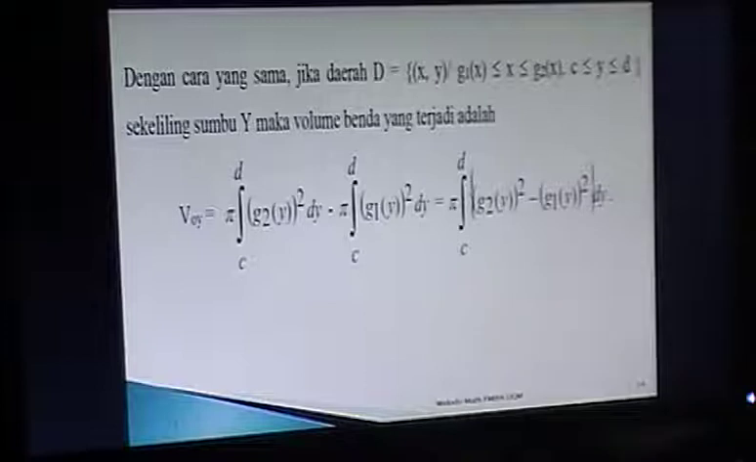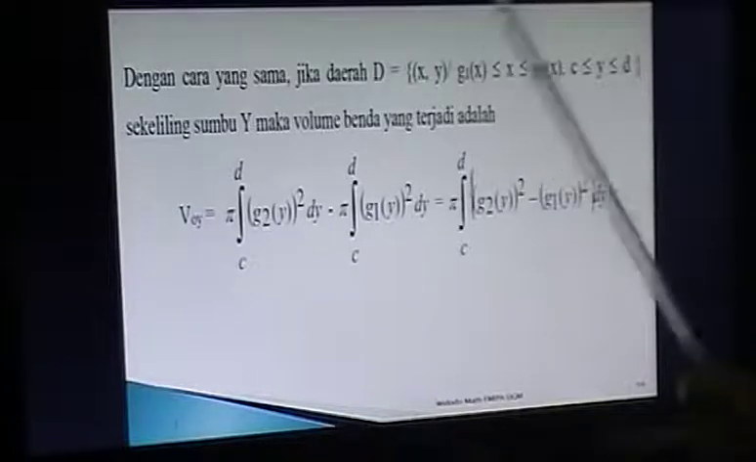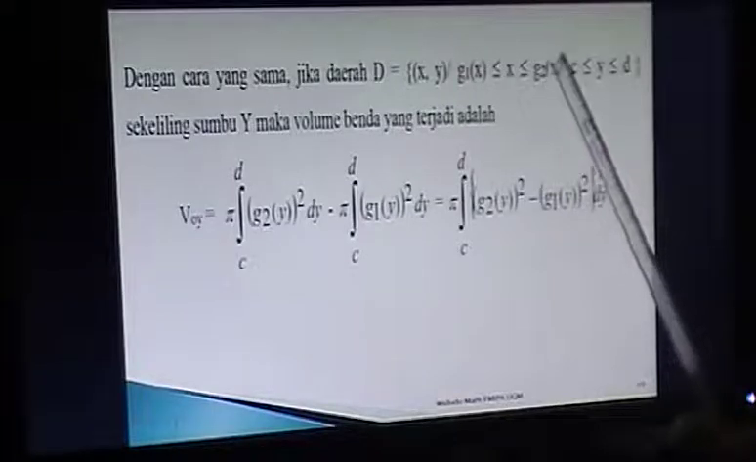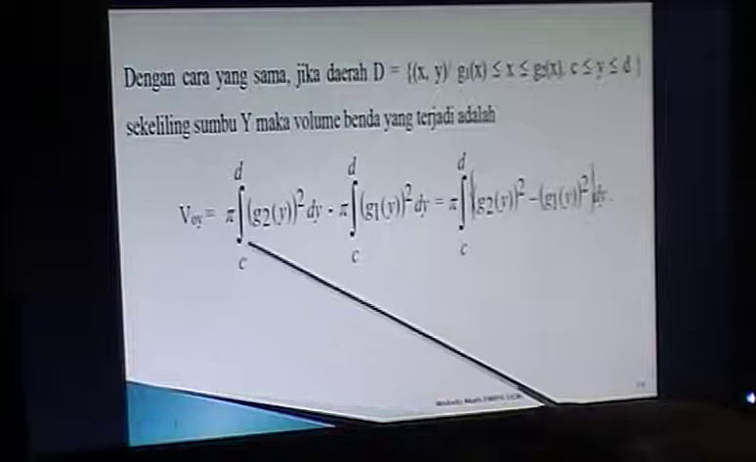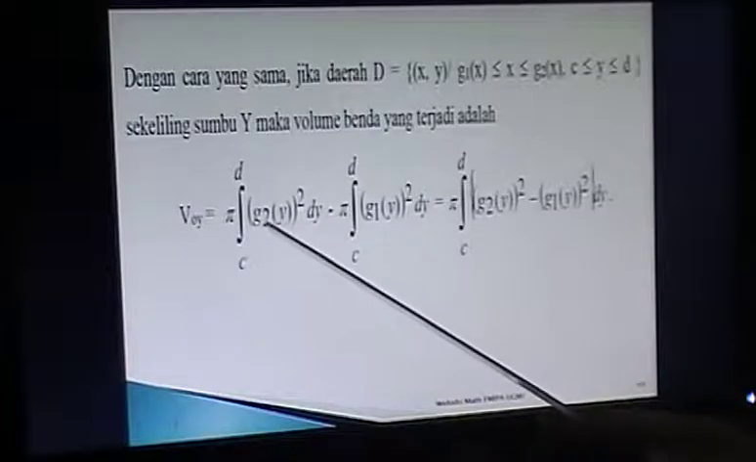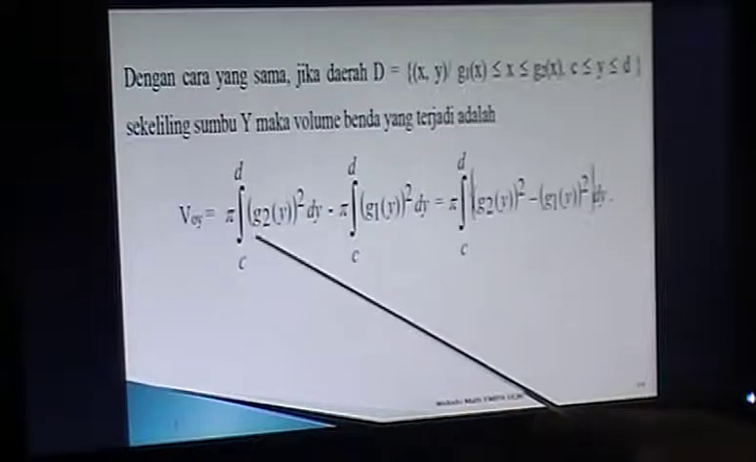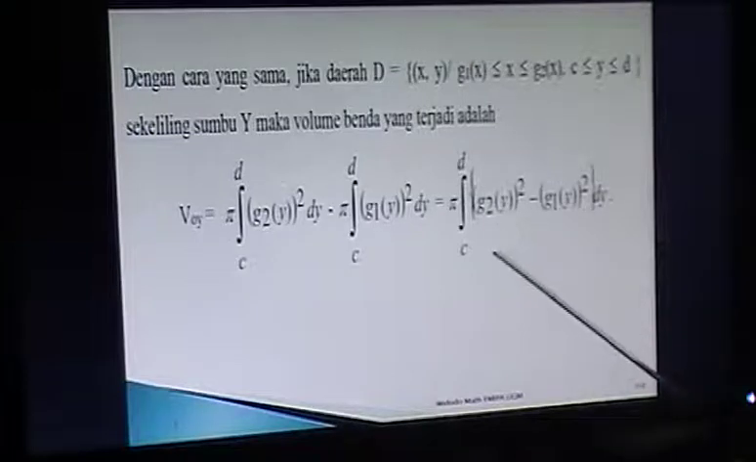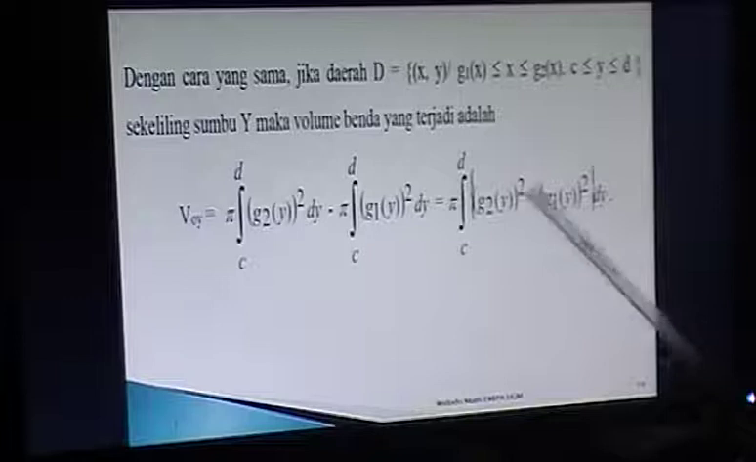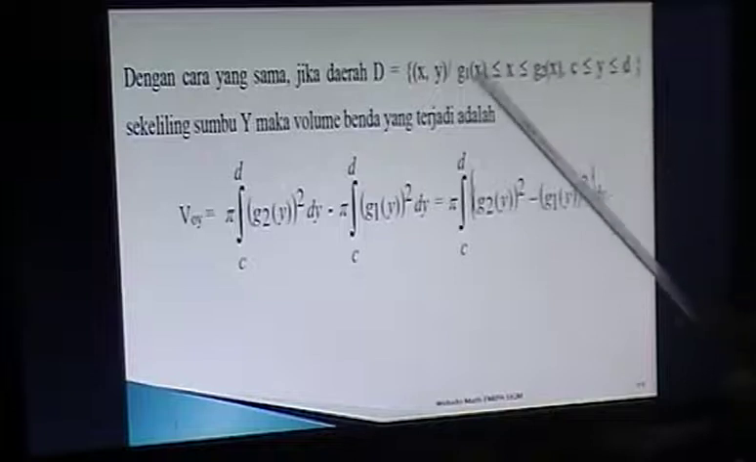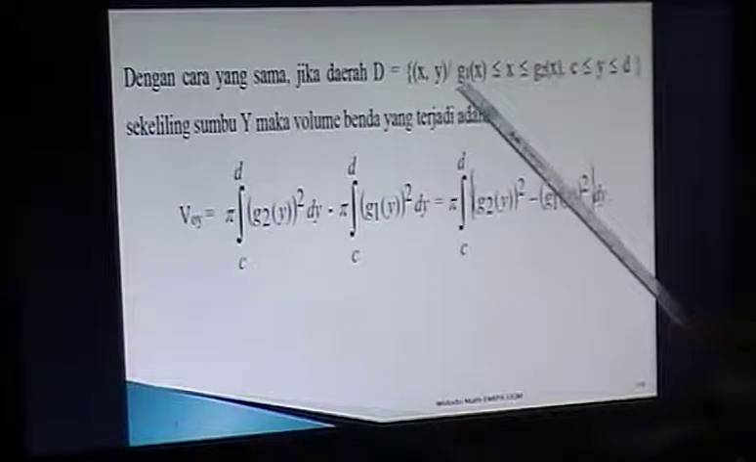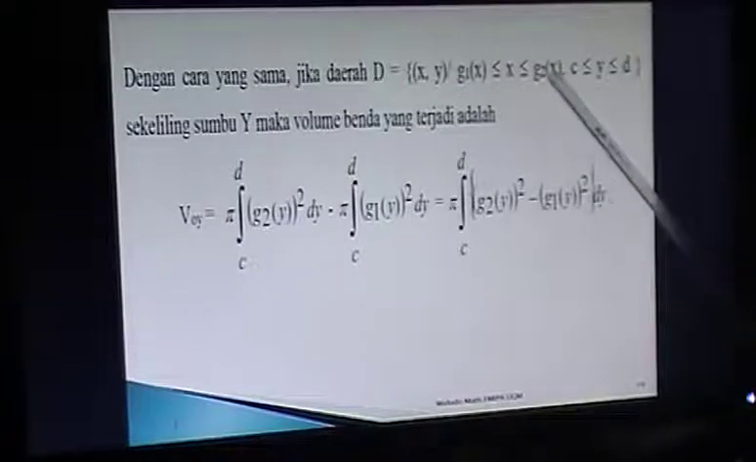By using the same way, if we have the area between the right side function g2(y) and the left function g1(y), then Vy, that is the volume of the solid of revolution rotated with respect to the y-axis, is given by the formula pi integral from c to d of g2(y) squared minus g1(y) squared. I'm sorry, what I wrote before was false. It must be g1(y), and this is g2(y). So we have all the formulas.